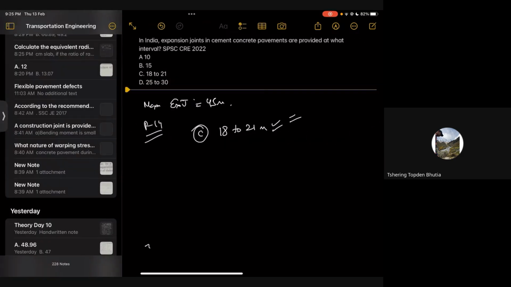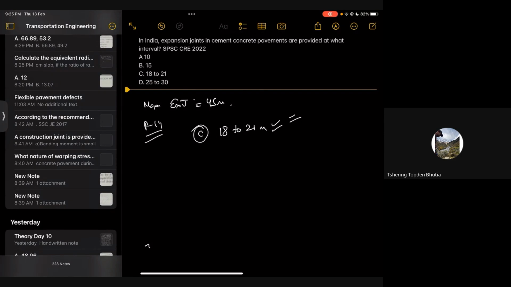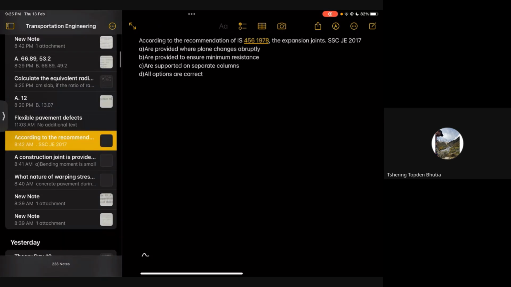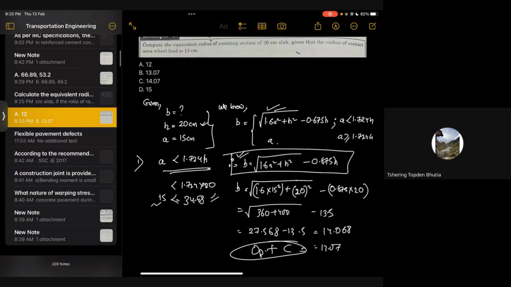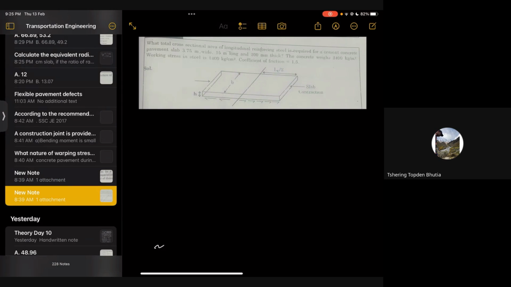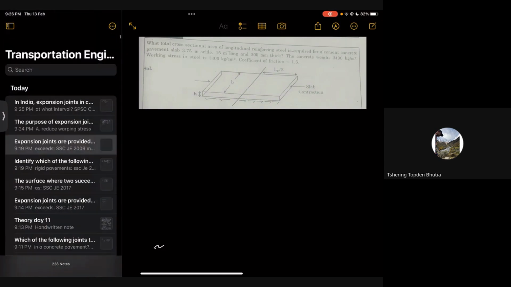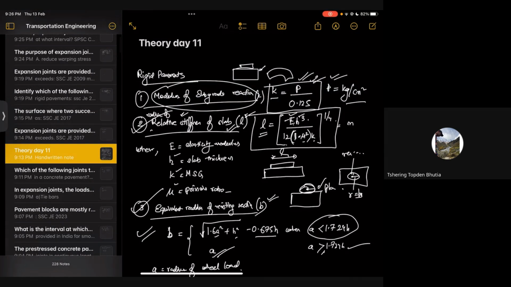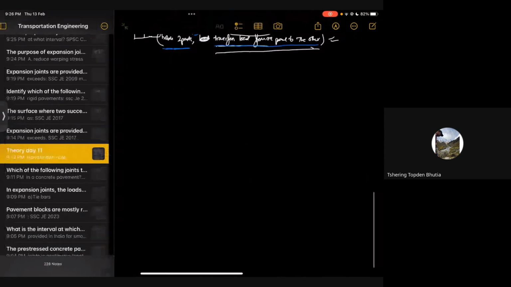Okay, 18 to 21 meters is the interval at which expansion joints in cement concrete pavements are provided. It is a maximum, and generally this is what we provide in India. Okay, fine. Now let's go to one or two numericals. I've introduced you to expansion joints and contraction joints, but there is also a formula for expansion joints and contraction joints. I'll just introduce this formula to you guys.